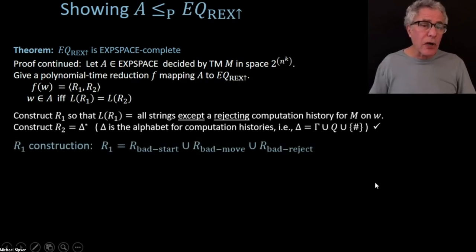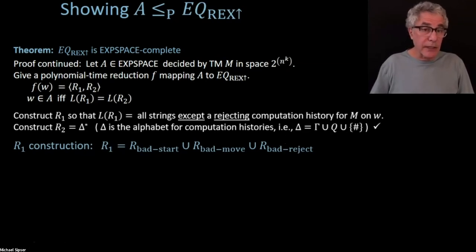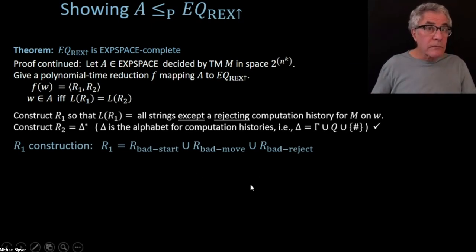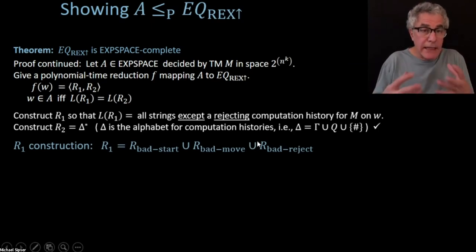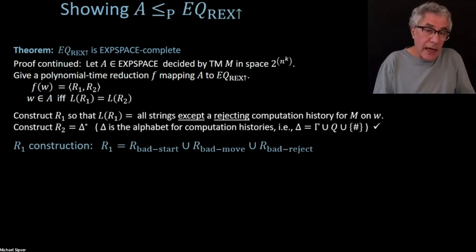Okay, so what does R1 look like? My job is to do R1. R2 I already told you. R1 now has to describe all those strings except for the rejecting computation history. So everything that fails to be a rejecting computation history. It fails either because it started wrong, or it ended wrong, or it's wrong somewhere in the middle. And by wrong, I mean it fails to correctly describe the way the machine operates if it's ending up rejecting W.